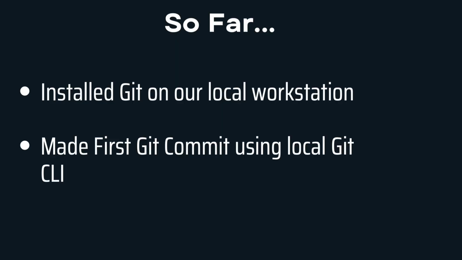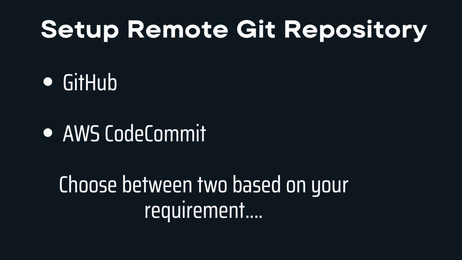In summary, we have installed Git on our local workstation and made our initial commit using the locally installed Git. However, all our code remains confined to our local workstation at this point. To make it accessible to multiple collaborators and securely store it on a remote server, thus reducing dependency on a single point of failure such as our workstation, we will set up and utilize a remote repository by pushing our code to it. So let's begin by signing up on GitHub followed by setting up CodeCommit.